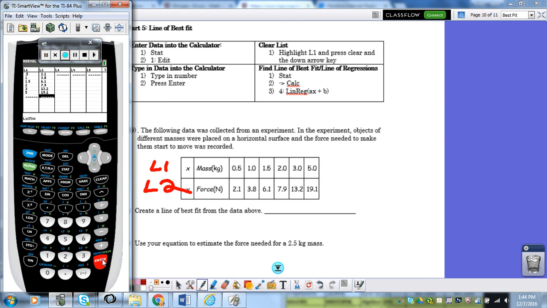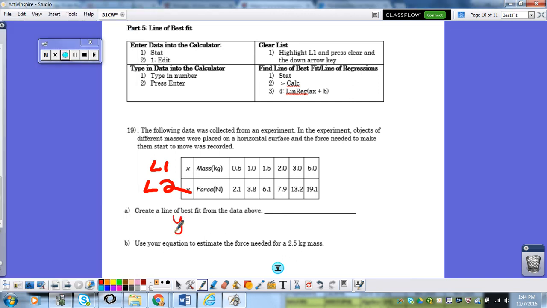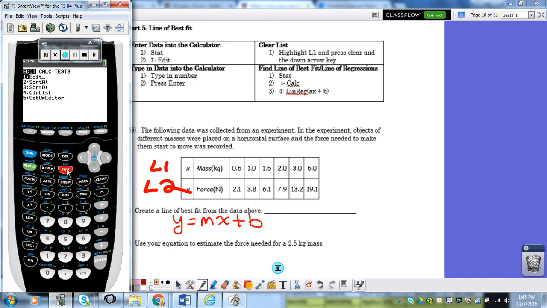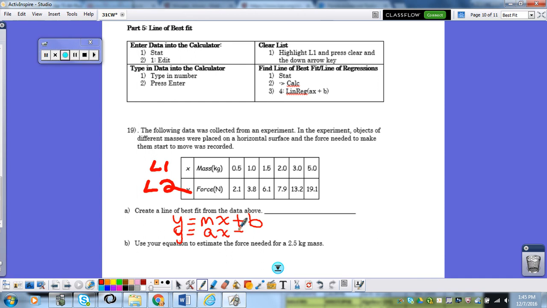You want to double check to make sure you typed it in correctly. And now we need to do the line of best fit. So a line is Y equals MX plus B. Now what we're going to do is hit stat, go over to calc, and then press 4. That gives you the line of regression. Do calculate. And now if you notice, instead of M, it is A. So it is Y equals AX plus B.